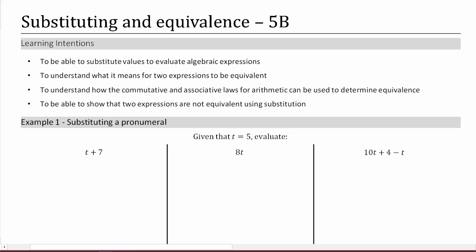Okay, so we are going to go through exercise 5b, which is all about substituting and equivalence. Our learning intentions: to be able to substitute values to evaluate algebraic expressions, to understand what it means for two expressions to be equivalent, to understand how the commutative and associative laws for arithmetic can be used to determine equivalence, and to be able to show that two expressions are not equivalent using substitution.